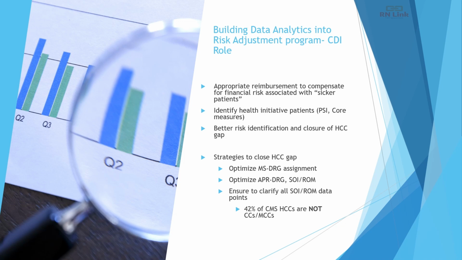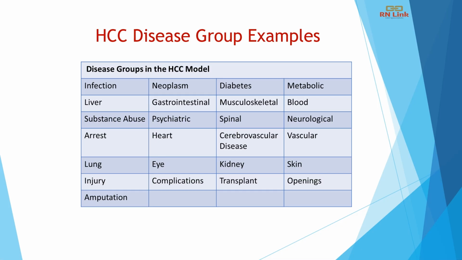4. Strategies to close HCC gap by optimize MS-DRG assignment. Optimize APR-DRG, SOI/ROM. Ensure to clarify all SOI/ROM data points. 42% of CMS HCCs are not CCs/MCCs. On this slide are the HCC disease group examples.